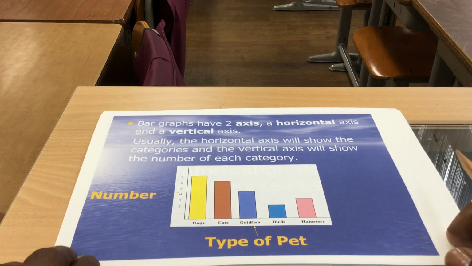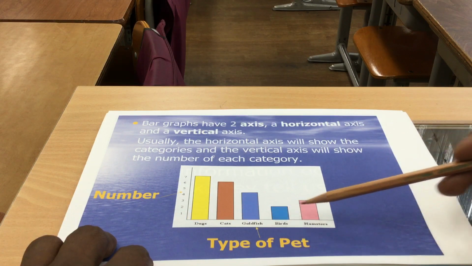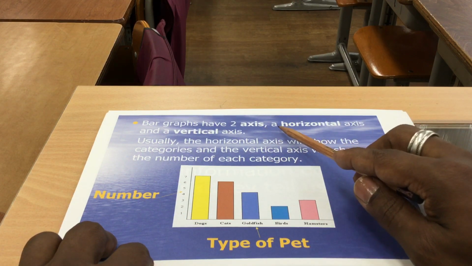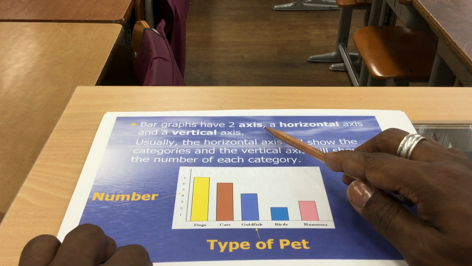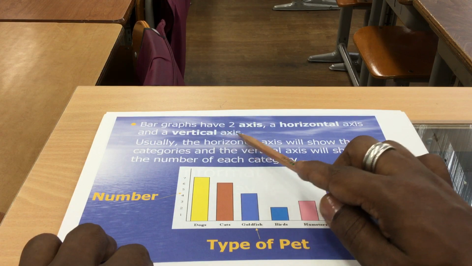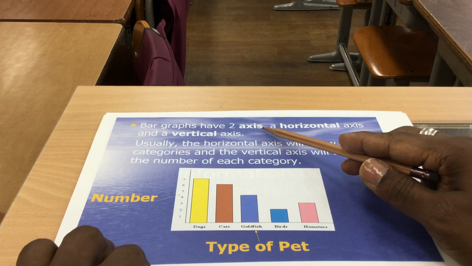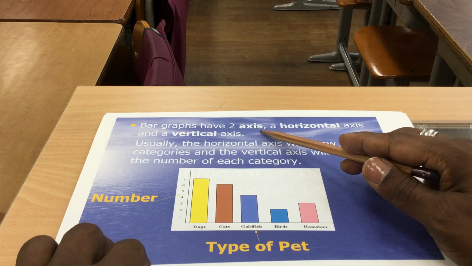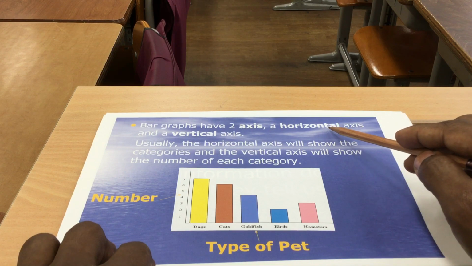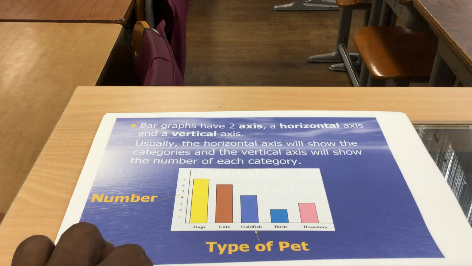Bar graphs have 2 axes. This part here and this part here. Those are called the axes. Bar graphs have 2 axes, a horizontal axis and a vertical axis. So let's repeat those words again. Axis, horizontal, vertical.